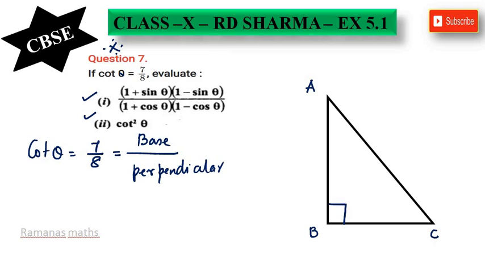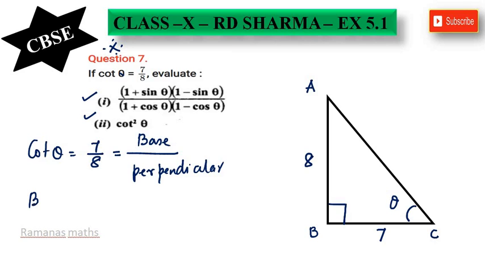Also, cot theta is the reciprocal of tan. So the base is here, and the location of theta is here. Theta is set on vertex C. So the base is 7 and the opposite side, or perpendicular, is 8. So now we have to find the value of the hypotenuse.